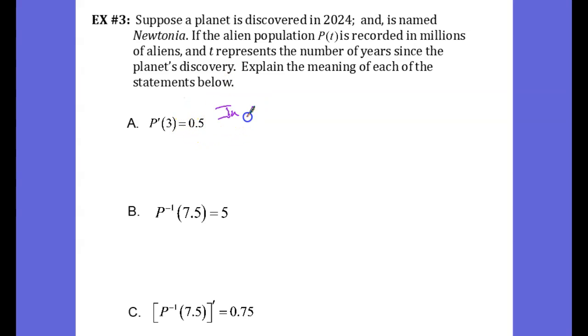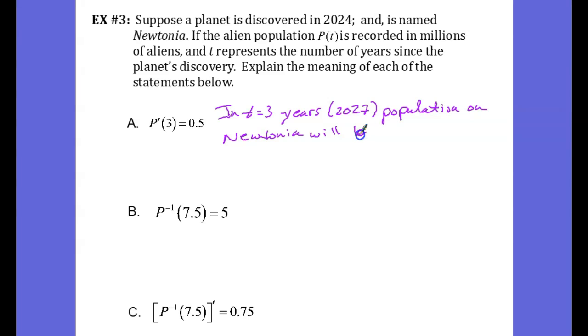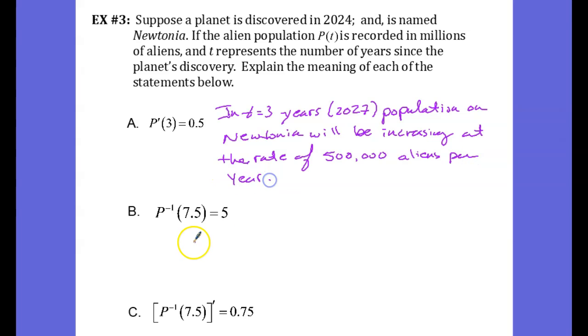So let's write this out. In t equals 3 years, or 2027, population on Newtonia will be increasing at the rate 0.5 million. So in other words, 500,000 aliens per year. It's increasing because this is a positive rate of change.